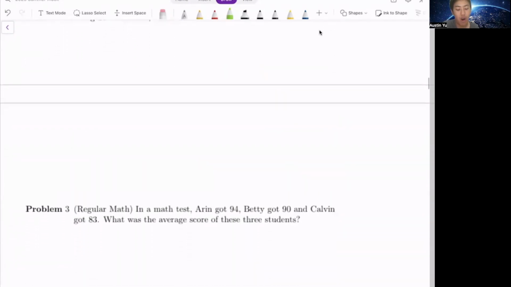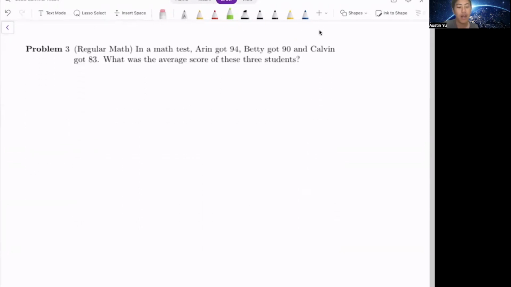Problem 3. In a math test, Aaron got 94, Betty got 90, and Calvin got 85. What was the average score of these three students? Remember, average is taking, hold on, let me write this. Average is taking the entire score and dividing it by how many people.